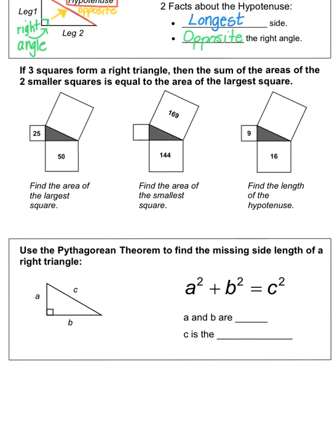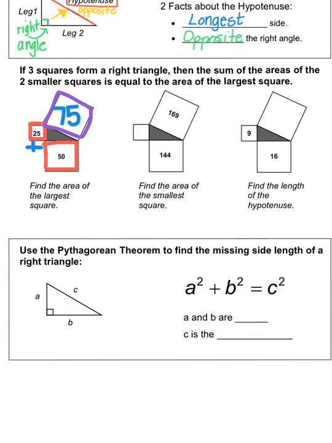If the three squares form a right triangle, then the sum of the areas of the two smaller squares is equal to the area of the larger square. Remember, sum means adding. So we add those together, and the question is, find the area of the largest square. So since these squares form a right triangle, then 25 plus 50 will equal the area of the third square.